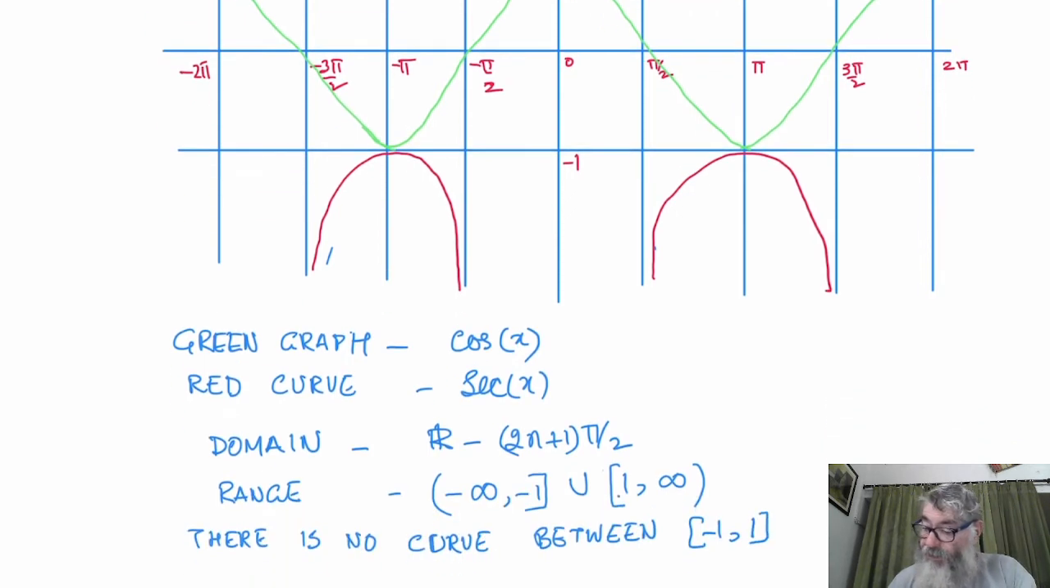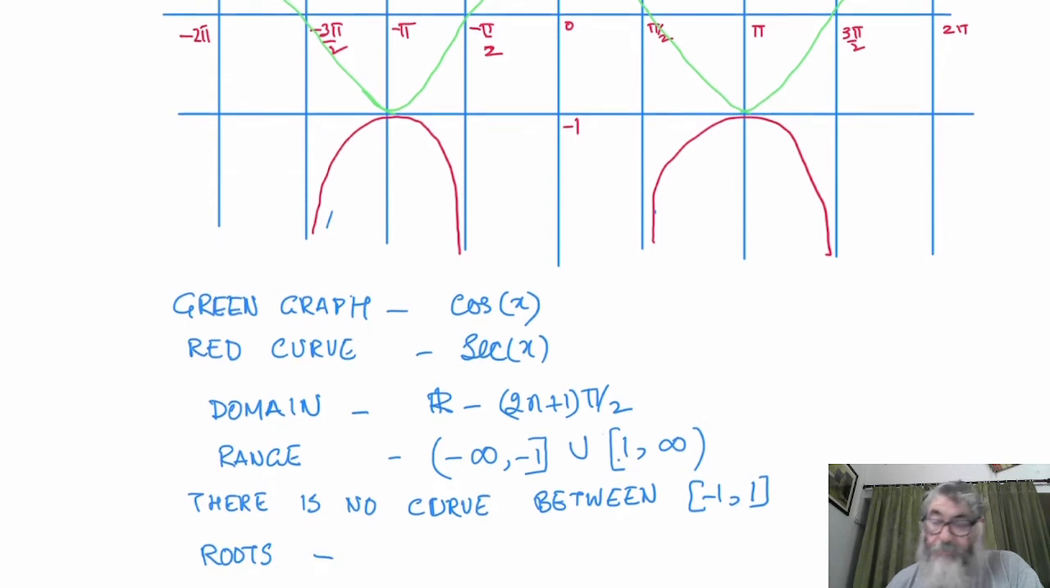What are the roots? Where it is 0, it's not cutting the x-axis. It's not cutting the x-axis. Okay. And what about asymptotes?